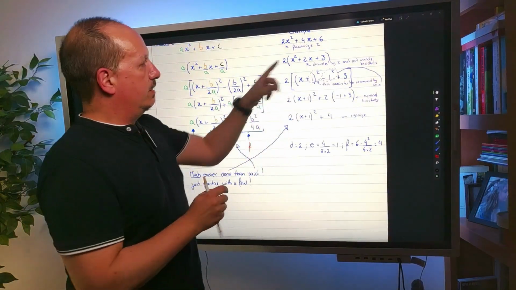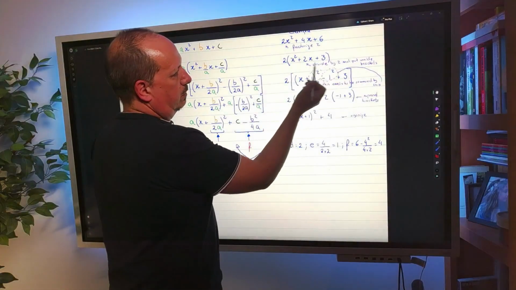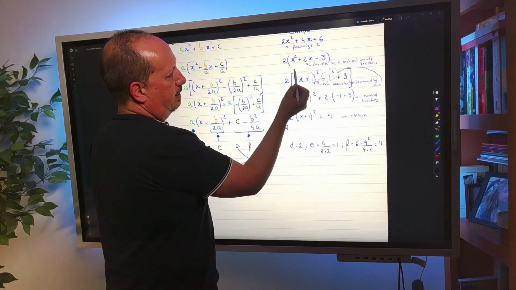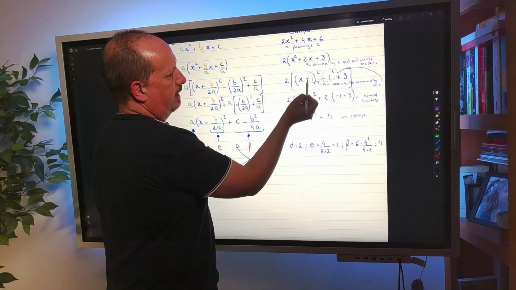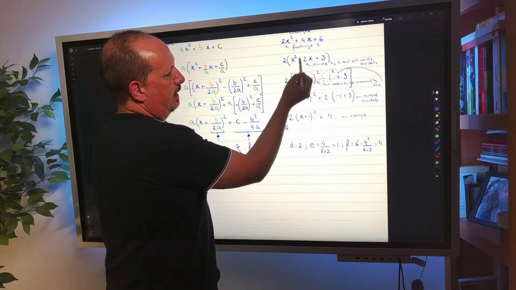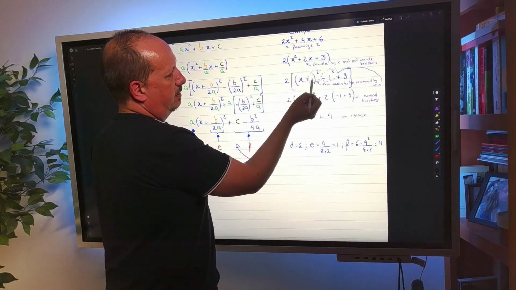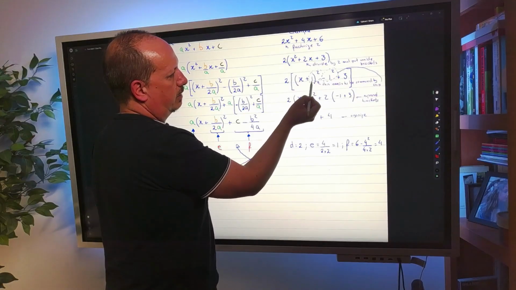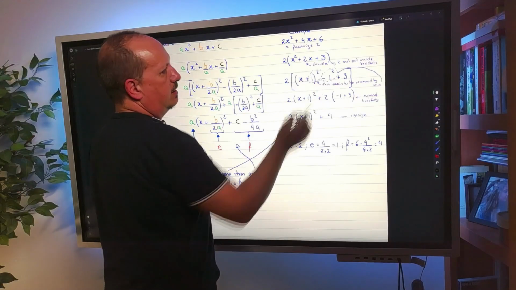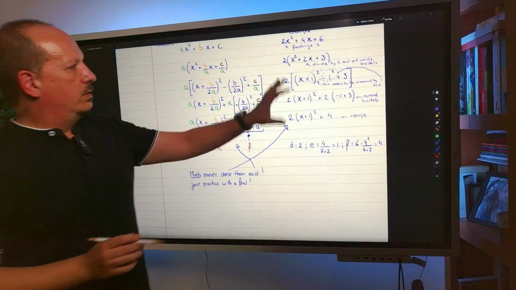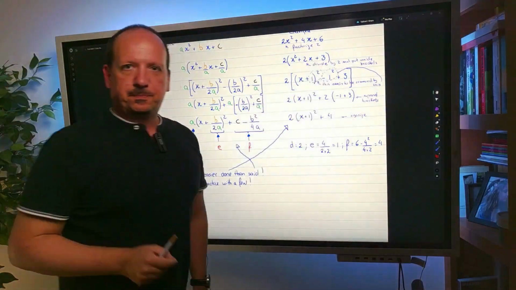Having said that, what do I do? I open brackets, I write x, I look at the sign, it's a plus, I write plus, I look at this number, I half it, half of 2 is 1, write it down, close brackets, and square. Okay? So I already have this bit.